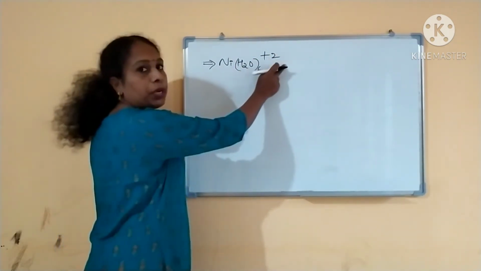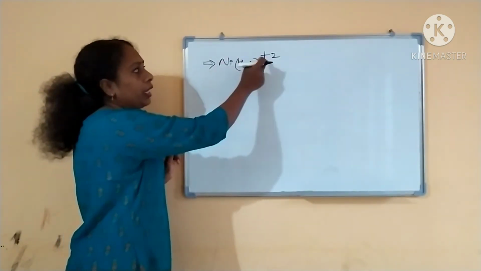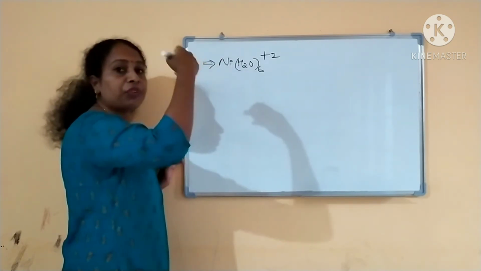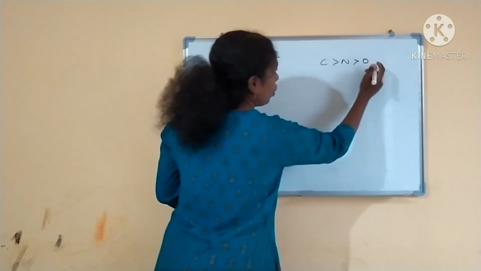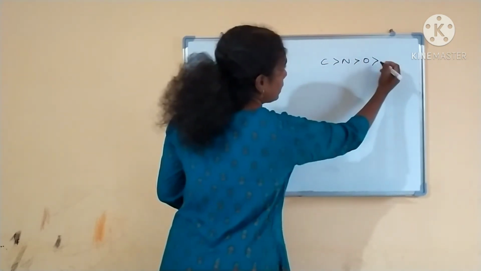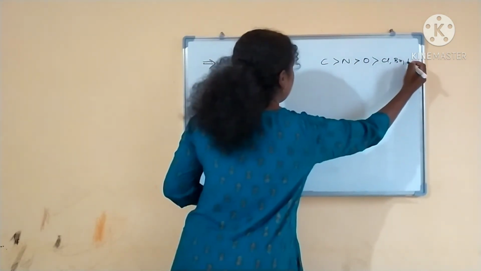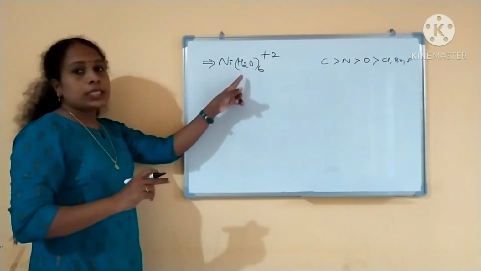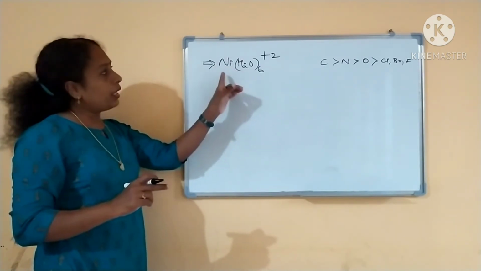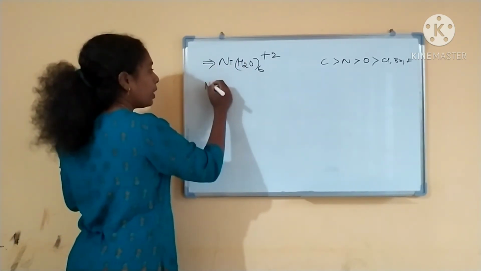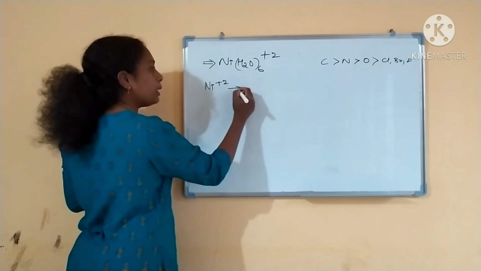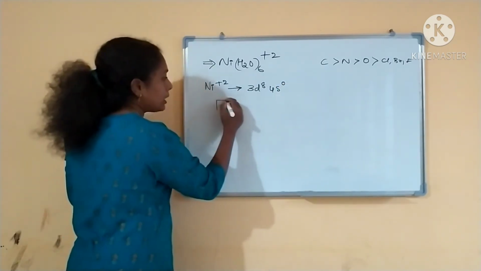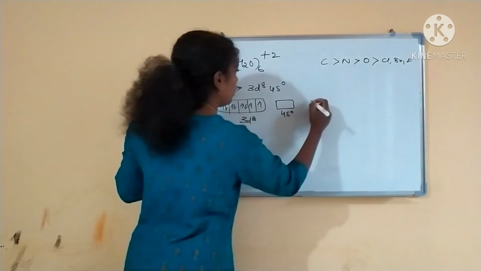[Ni(H2O)6]2+. What is the oxidation state of nickel? Nickel will be in the +2 oxidation state, since water is a neutral ligand and a weak field ligand also. In the spectrochemical series, nitrogen, then the oxygen family comes, water comes, then halogens: chlorine, bromine, iodine. This is the spectrochemical series arrangement of ligands. You have to study that also. Since water is a weak field ligand and neutral ligand, nickel is in +2 oxidation state. What is the electronic configuration? Nickel +2 means 3d8, 4s0, right? So what is the electronic distribution in the orbitals?